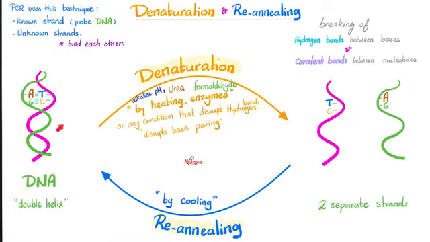Do you remember my previous videos? What is denaturation? Denaturation is to split the double helix into two separate strands. And you can do this by heating. But if you cool the DNA, it will rejoin, i.e. re-anneal, back to the double helix. It's the tale of two opposites, heating versus cooling, denaturation versus re-annealing.